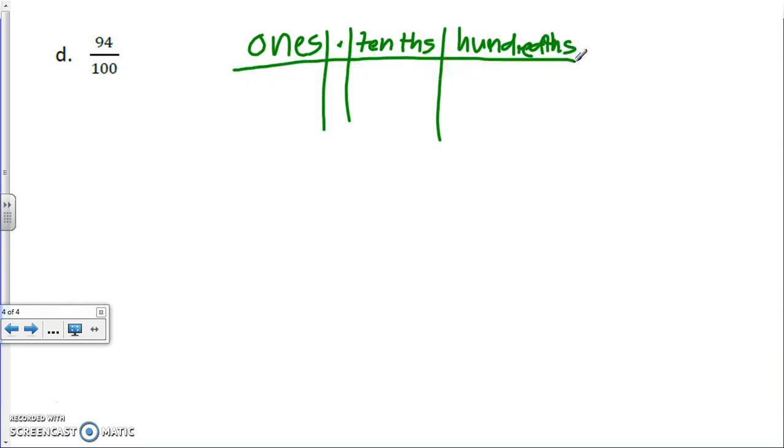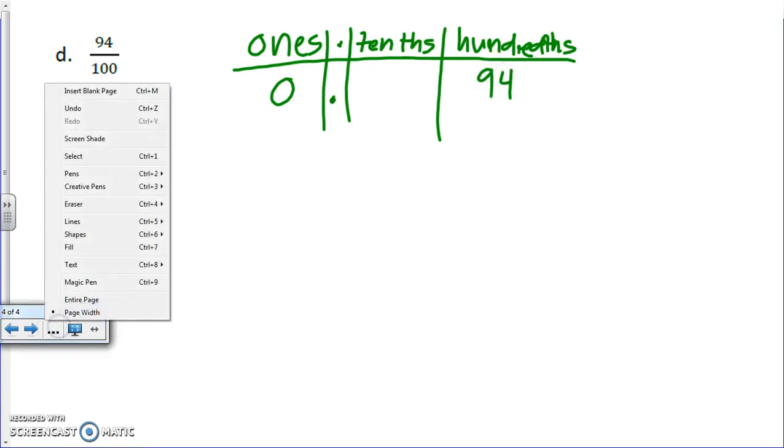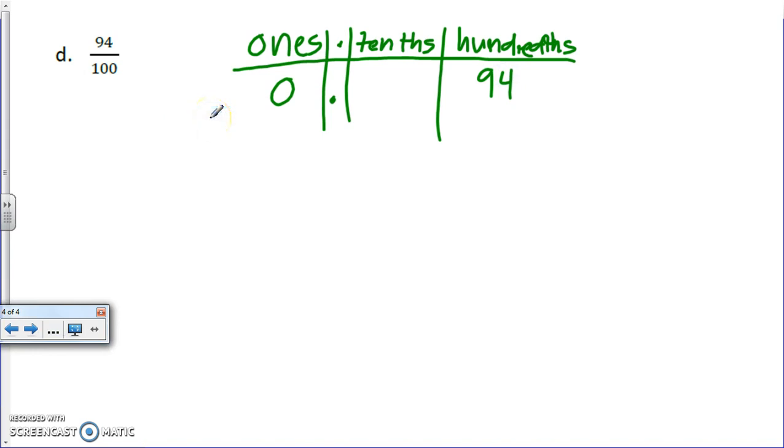How many ones do I have in this number? The answer is 0. Decimal point. How many tenths? We're going to leave it alone for right now because what we have is 94 hundredths. So in the hundredths place, I'm going to put 94. Again, I see that I have a number that is greater than 9. I have 94 actually. So anything in this place value needs to get shifted over to the tenths place.